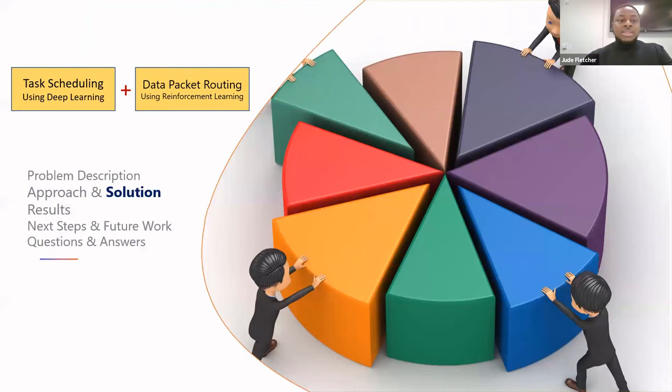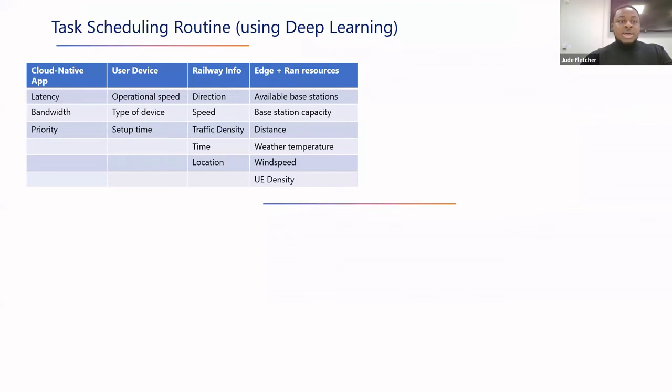So now I'm going to go into detail about how we've done the task scheduling and how we've done the data packet routing as well. As I mentioned, there are some parameters of the applications which we consider. We are using deep learning to do the task scheduling, and with deep learning, we first need to understand what the inputs of the neural network are, which we are about to create.